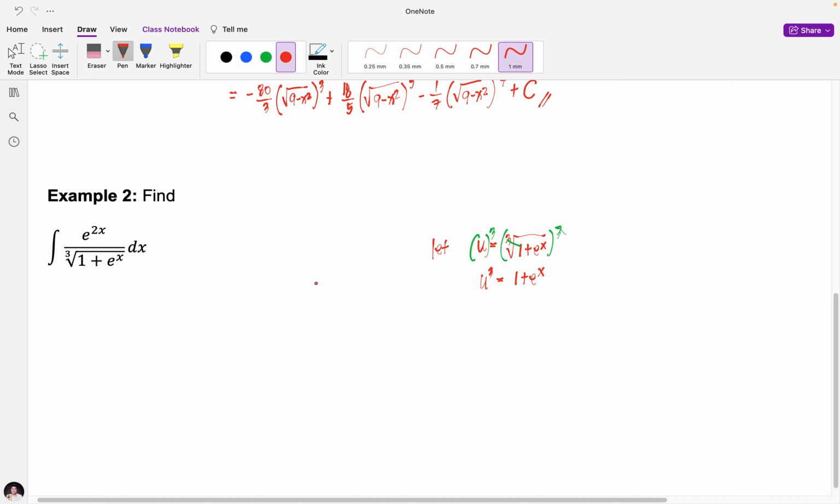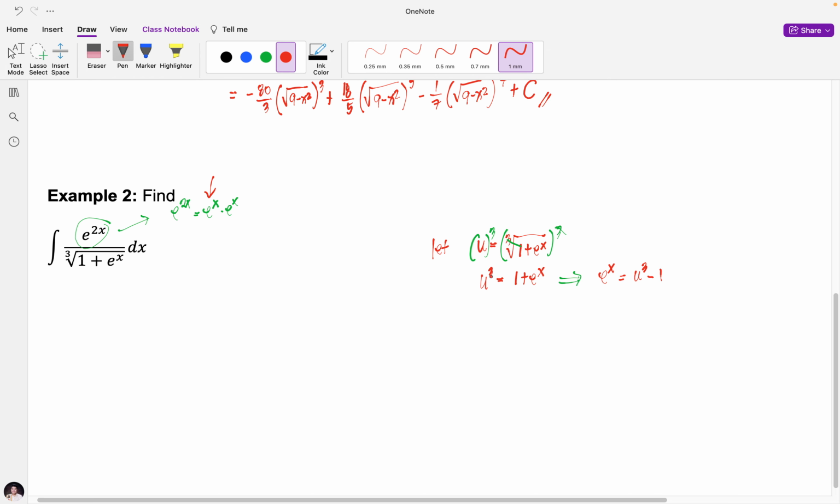Okay? Now take note, in this expression here, e raised to 2x is just equal to e raised to x times e raised to x. So therefore, since here we have e raised to x, pwede nating isolve yung e raised to x with respect to u. So that is just e raised to x equal to u cubed minus 1. So yung isang e raised to x, wala na tayong problema doon. Yung isa na lang yung hahanapin natin.